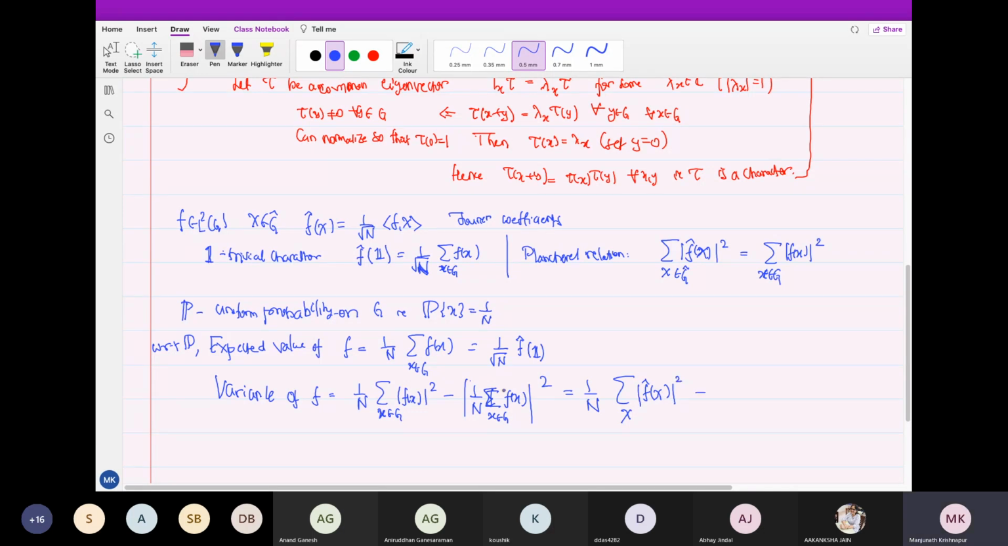And already we know that 1 by n times the sum of f of x is 1 by square root n times f hat of 1. So if you square it, you get 1 by n times f hat of the trivial character squared. So what happens? You are just subtracting one term. What you get is 1 by n times the sum over all the non-trivial characters of f hat of chi squared.